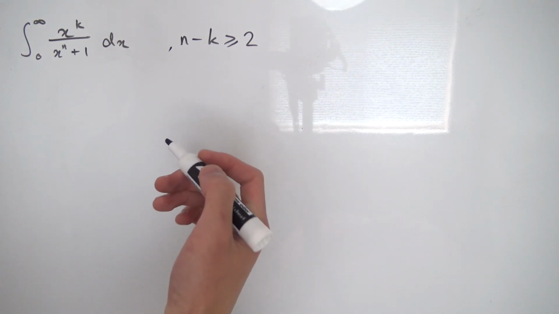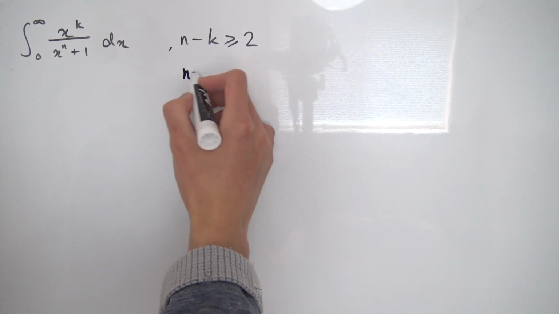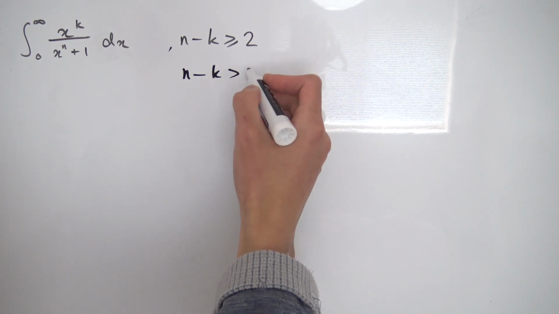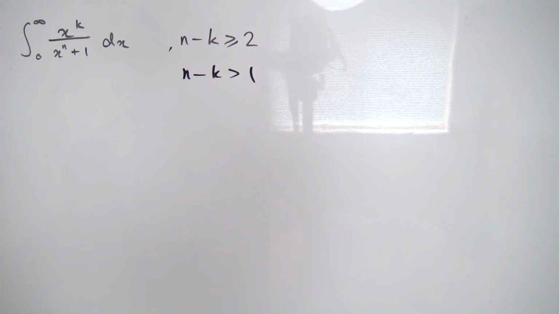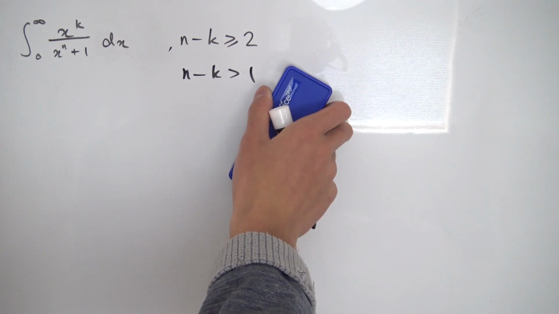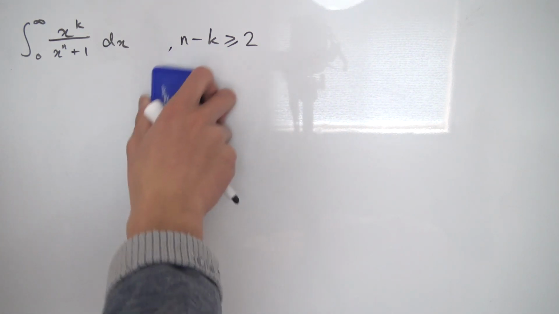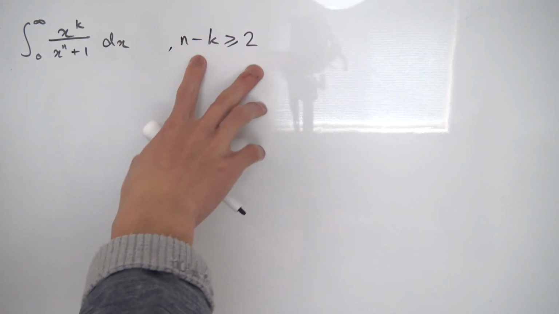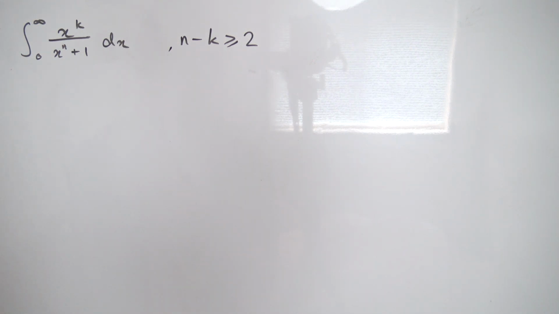I also know of some cases where the difference could be strictly greater than 1, especially if n and k are fractional powers. But just to keep things simple and to avoid branch cuts and singularities at the origin and all that, we're just going to assume n and k are natural numbers, and if they are natural numbers, then you need this condition right here that their difference is greater than or equal to 2. So if n is equal to 4, for example, k can only be 1 or 2, it can't be 3.